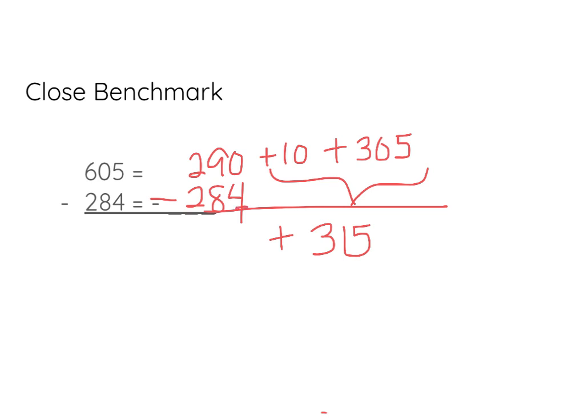What's 284 taken from 290? Well, who is 4's partner? It's 6. 315. If I add 5, it's 320. So 321. Great job.